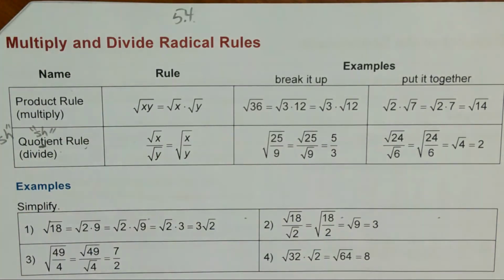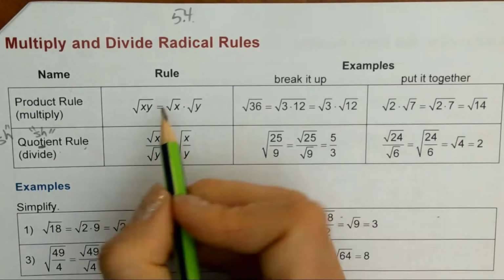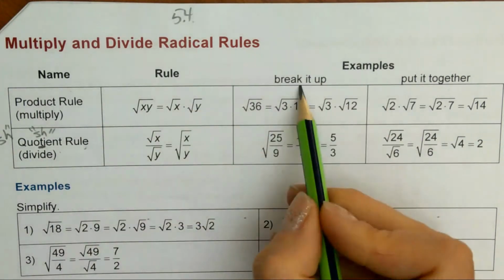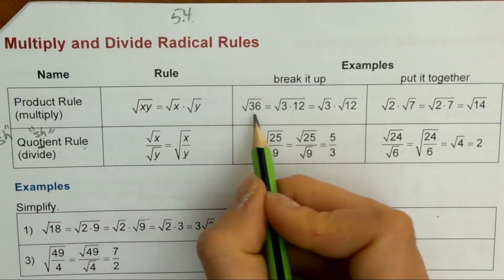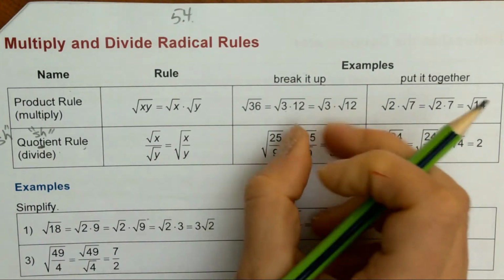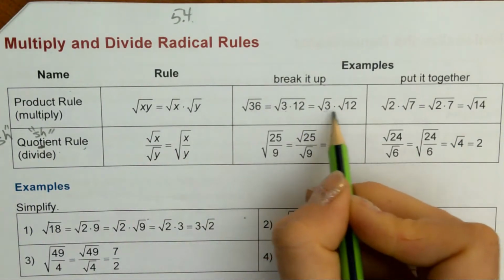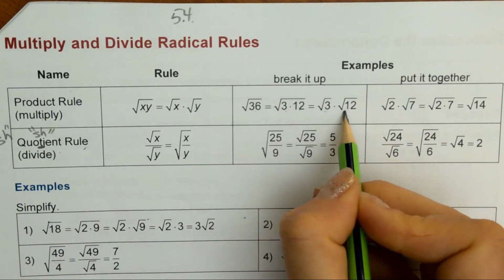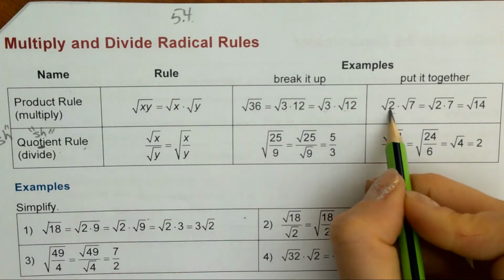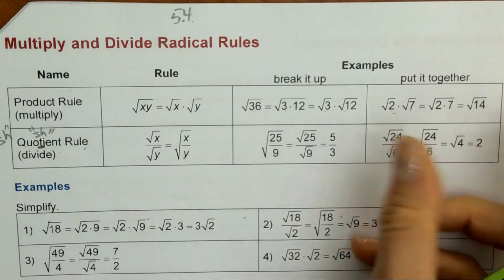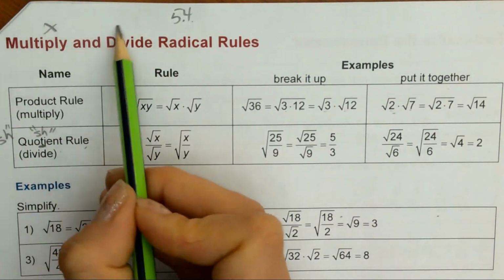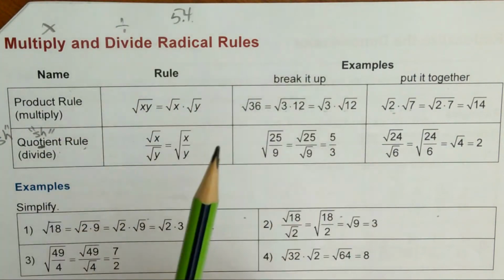Okay? So for radicals, when we have one thing under the radical, we can separate it. We can break it up. And we've done questions like this already. 36 is equal to 3 times 12. We can break it into the root 3 and root 12. And if we have it separate, we can put it back together. Root 2 times root 7, we put it together and it's 14. But this is only for multiply and divide, not add and subtract, okay?